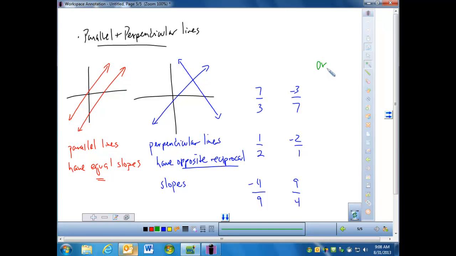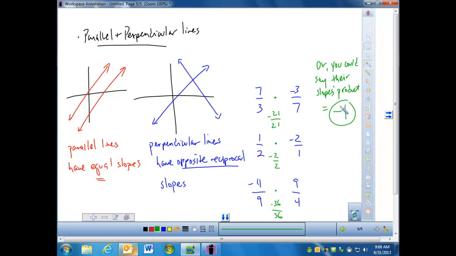Now, what I'd also like you to understand, besides just being opposite reciprocals, is that you can also determine if lines are perpendicular if you take those slopes and multiply them. What I mean by that is, if I took 7/3 and multiplied it by negative 3/7, I'd get negative 21/21. If I took 1/2 and multiplied it by negative 2/1, I have negative 2/2. And then down here I have negative 36/36. In each of those cases, the answer is negative 1. So that's another way you can think about perpendicular lines.